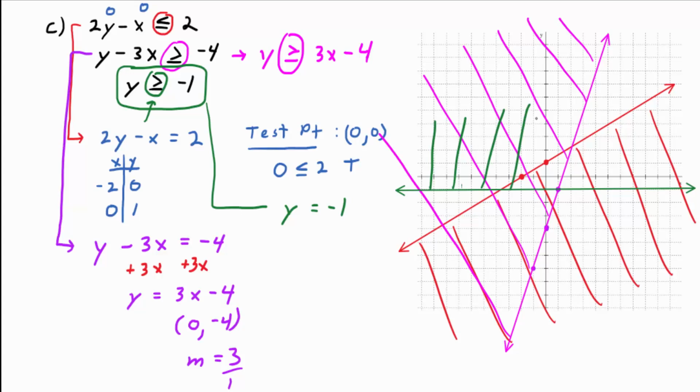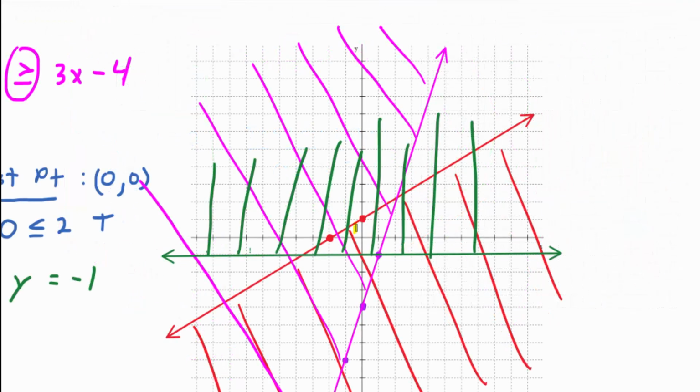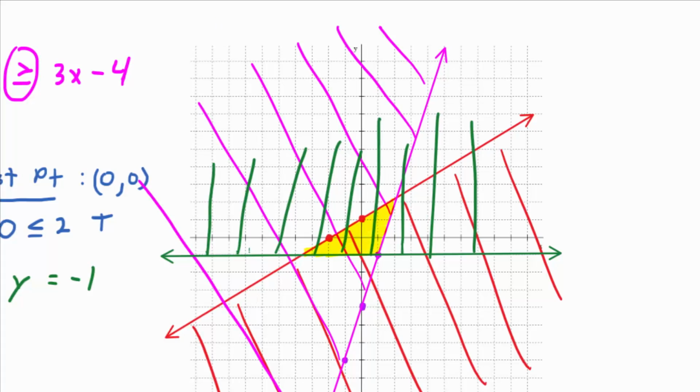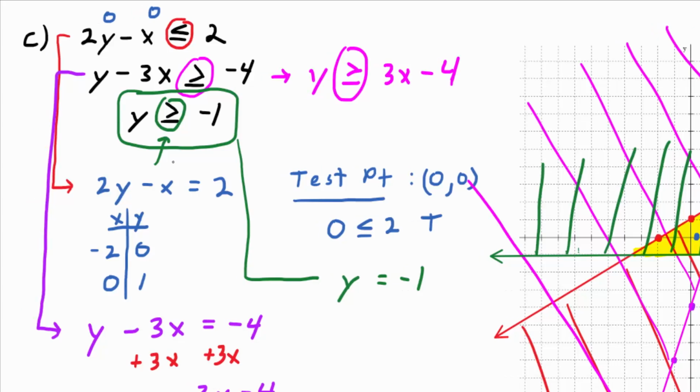So we would shade upward, and then hopefully you can see the overlapping shaded region is going to be this triangle in here. In fact, I could zoom in on it for you, and we could shade it right in here. The overlapping shaded region where you see purple, green, and red is this triangular region right here. And so what we're saying is you pick any point inside this triangular region shaded in yellow, and it's going to satisfy the three original inequalities.